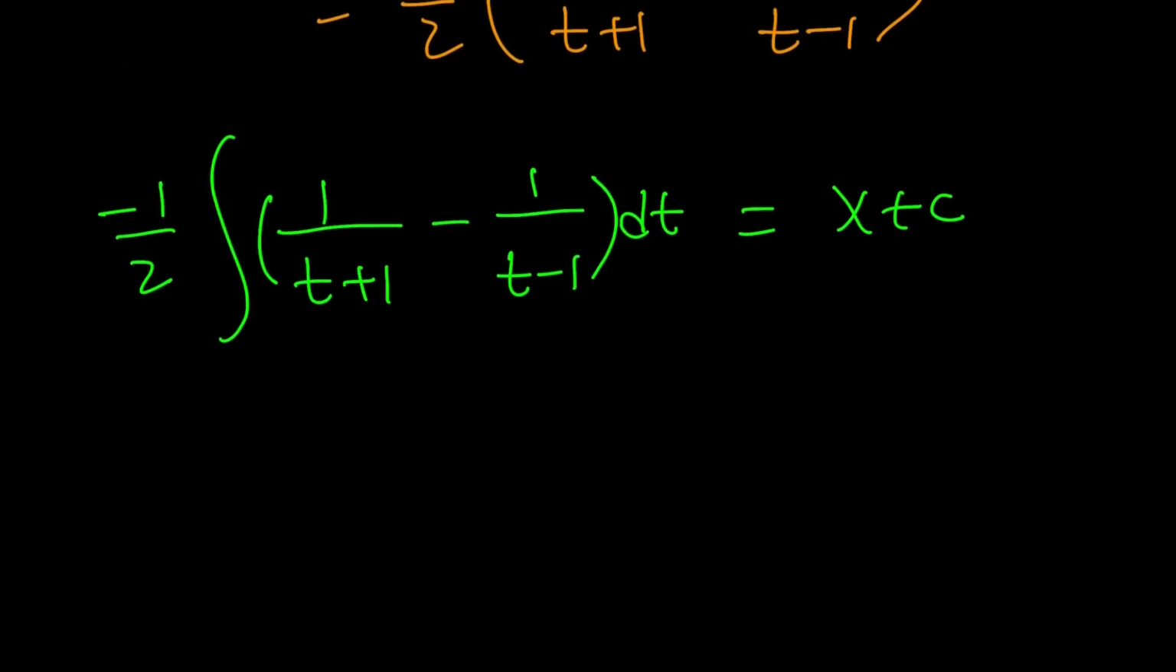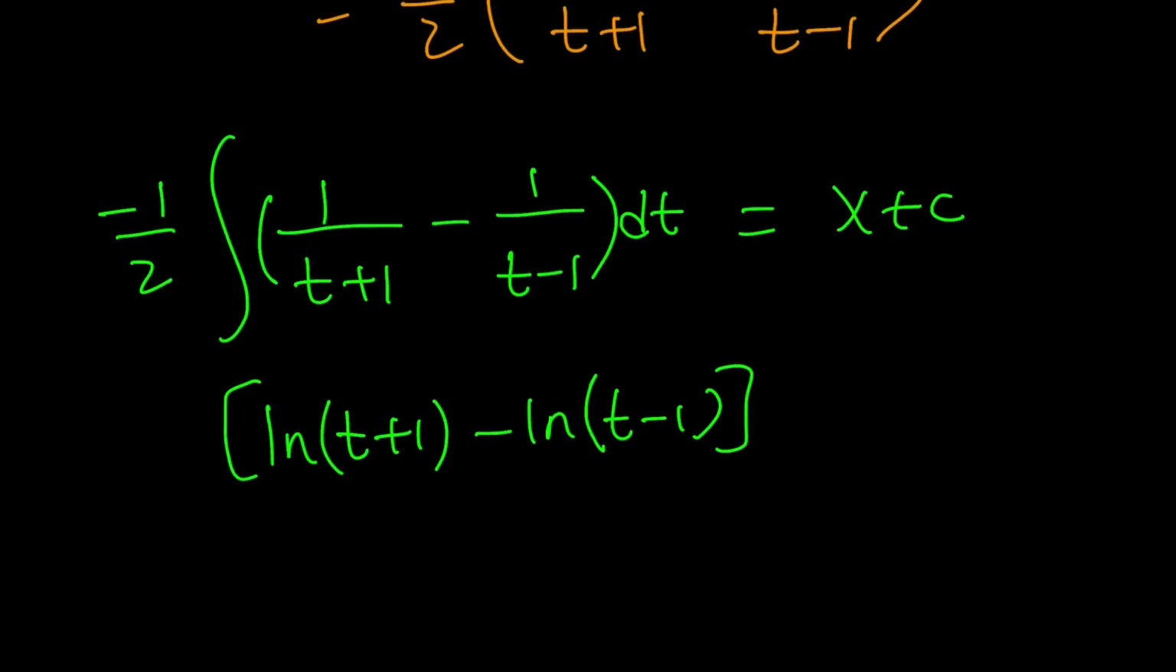Think about it. The integral of 1 over t is ln t, but this is just t plus 1, so the addition of constant doesn't really make much of a difference because the derivative of 1 is 0. So this is going to be ln |t plus 1|. Great. And this is going to be ln |t minus 1|. Obviously, if we had 2t plus 1, we would have to take care of the 2 from chain rule, but this is nice. So now we're going to multiply this by negative 1/2, and that's going to equal x plus c.